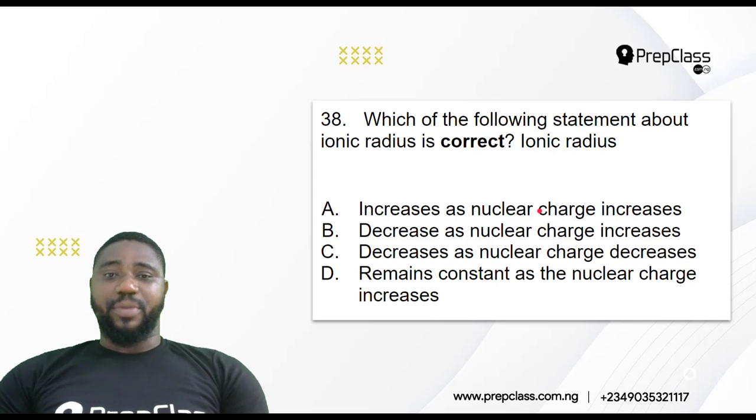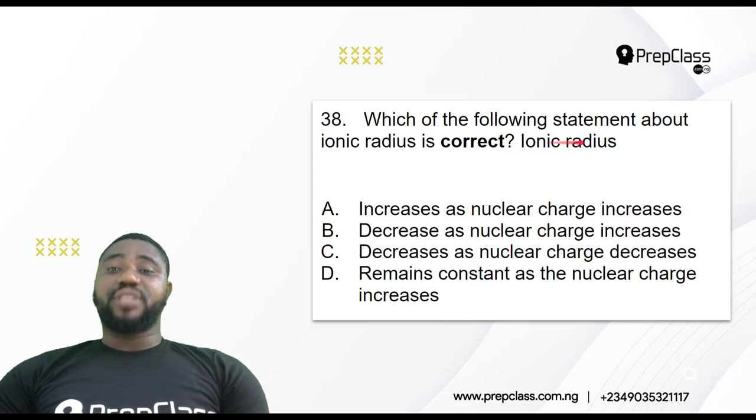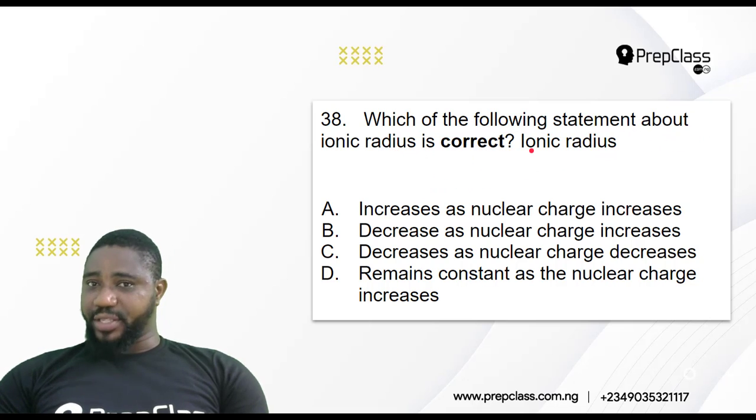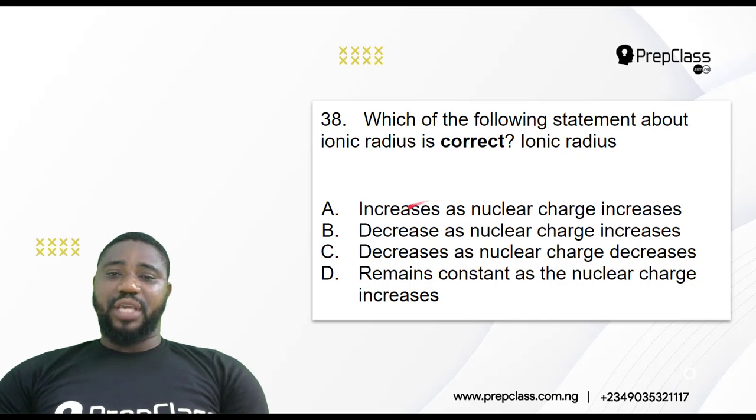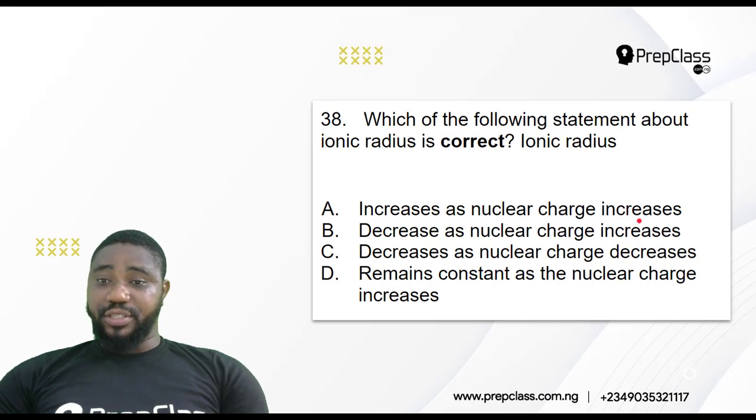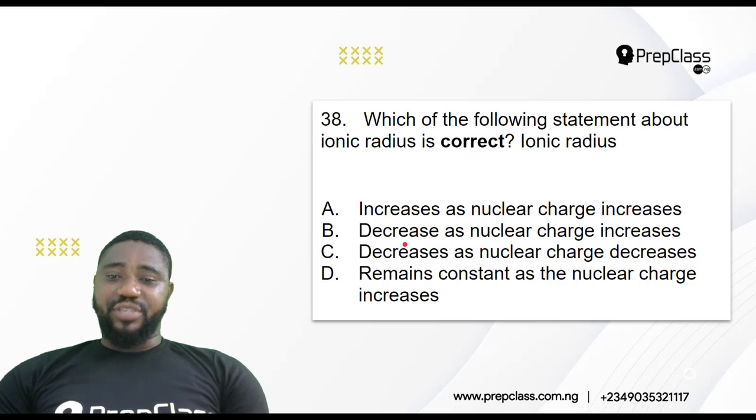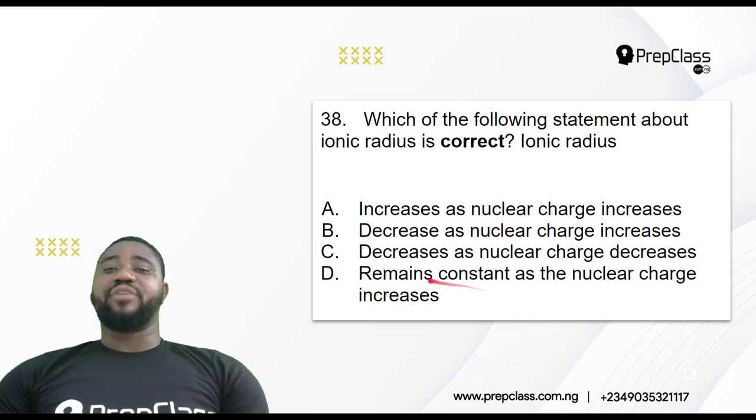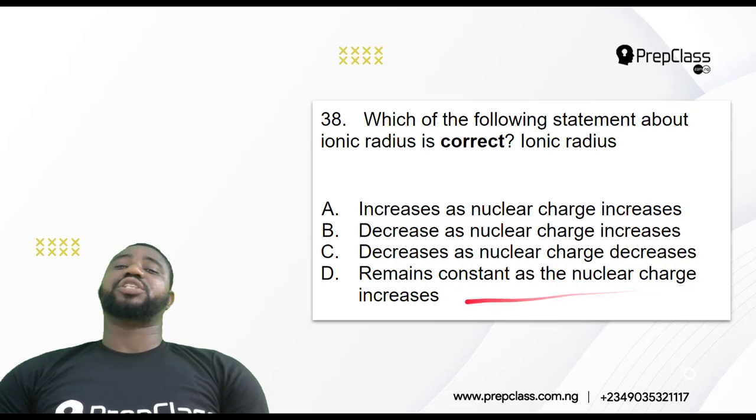So let's look at question number 38. Which of the following statements about ionic radius is correct? Is it that ionic radius increases as nuclear charge increases? Is it that it decreases as nuclear charge increases? Is it that it decreases as nuclear charge decreases? Is it that it remains constant as the nuclear charge increases?